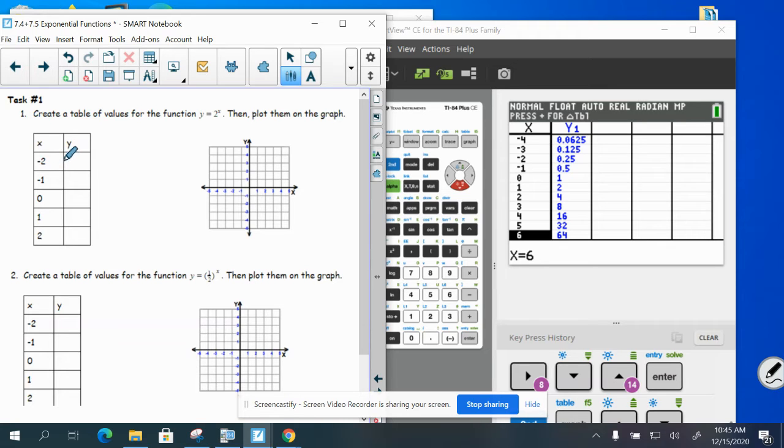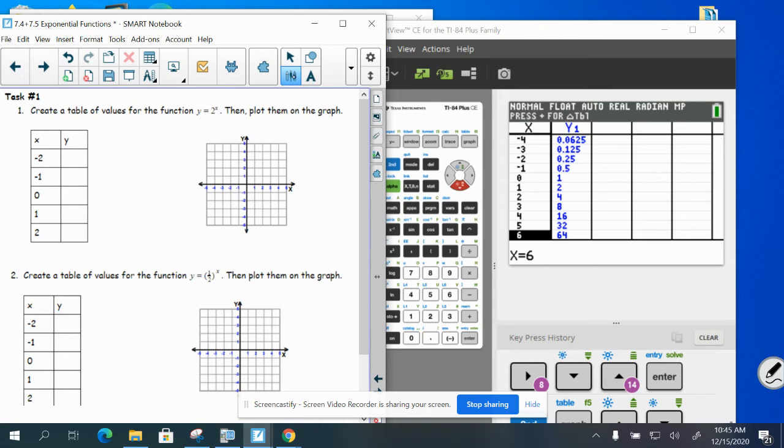So we'll do 0.25, or you could say 1/4, and then 0.5 would be 1/2. 0 is 1, because remember, if you do 2 to the 0 power, you get 1. And then 2 to the first power is 2. 2 to the second power is 4. And let's also do 3. 2 to the third power is going to be 8.